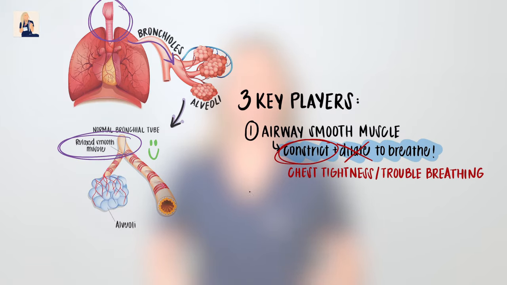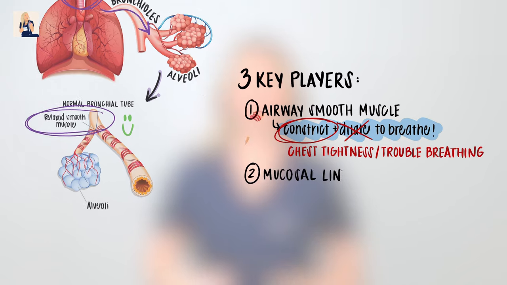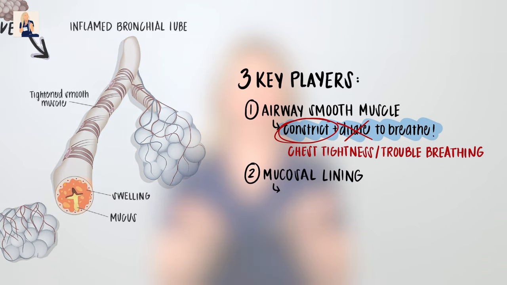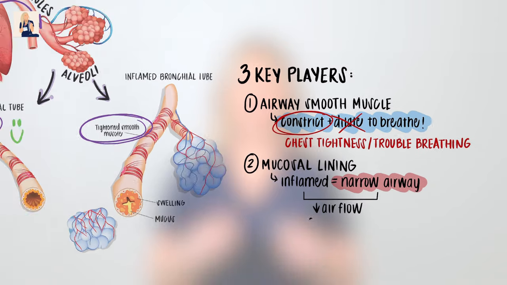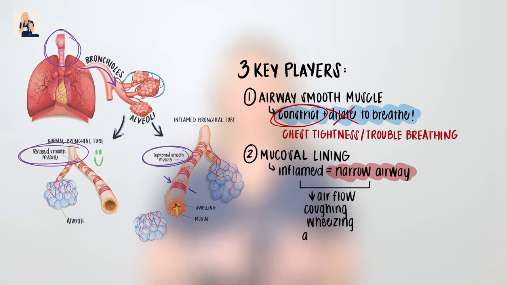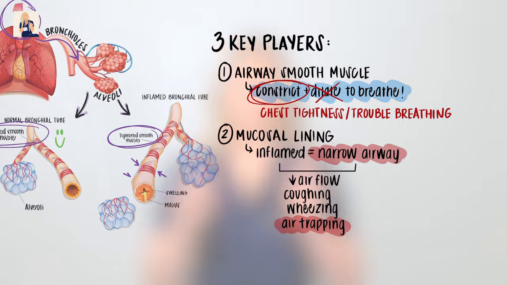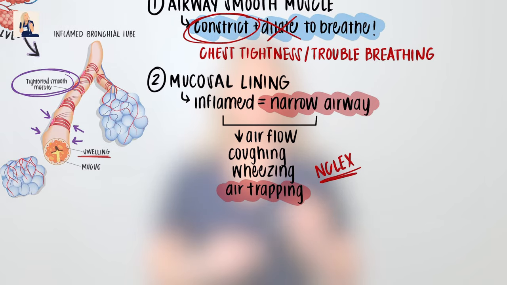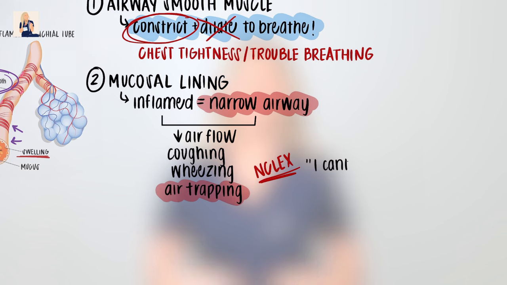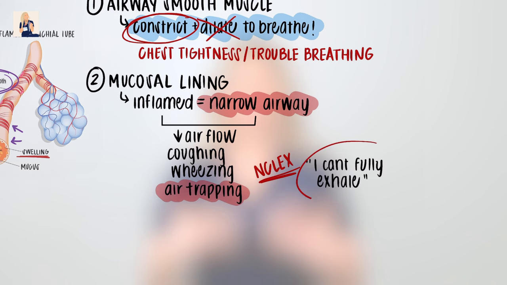difficulty breathing. Our second key player is the mucosal lining that sits just below that smooth muscle in our lungs. During an asthma attack, the mucosa becomes very inflamed, which narrows the airway even more and decreases airflow, causing coughing, wheezing, and air trapping. Pay attention to the word air trapping for the NCLEX. A big sign of this is if a patient states that they feel like they can't fully exhale.